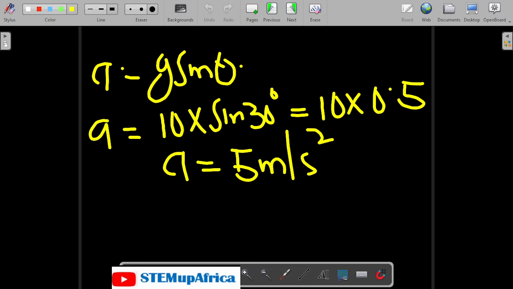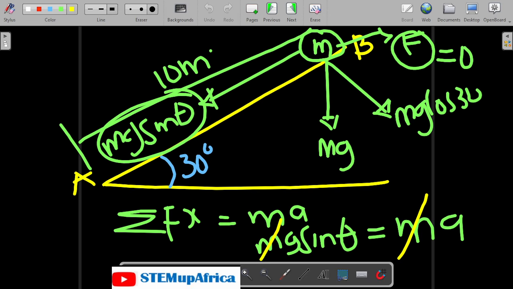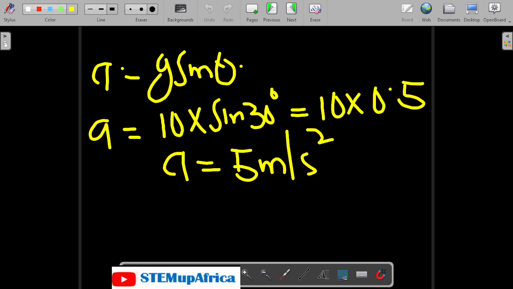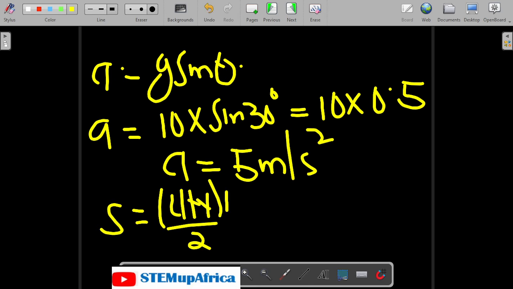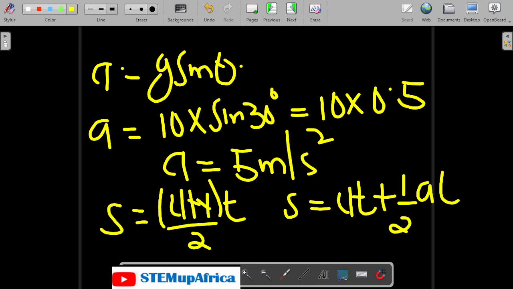Now we have a, and the length of the plane the ball rolls is 10. That is the total distance covered. So how do we get the time from there? We can use x equals u plus v over 2 times t, or x can also be ut plus half at squared. Since we have a, we cannot use the first one to find the time. So the total length is 10, I'm going to have 10.